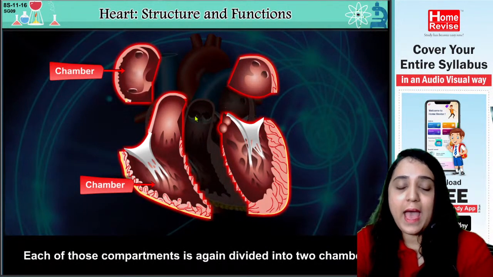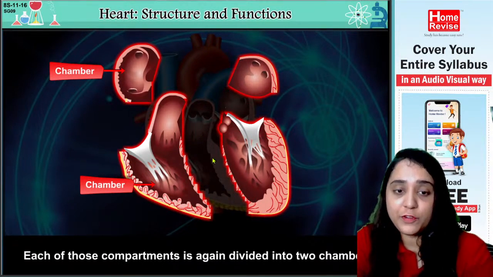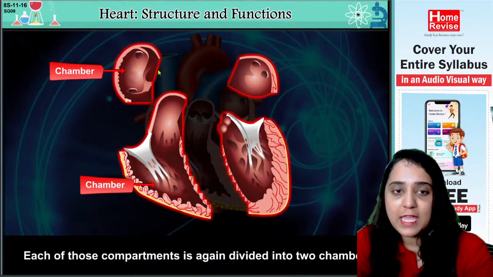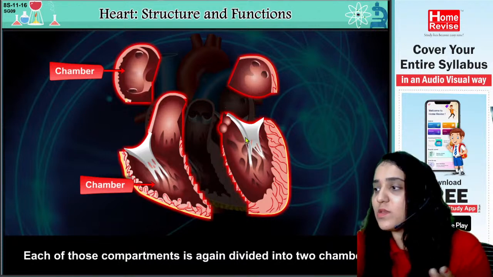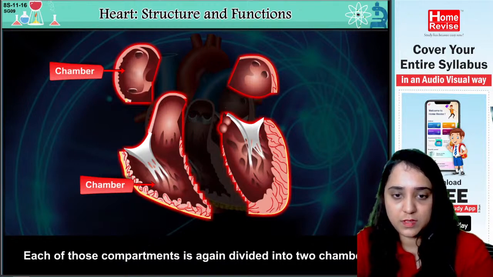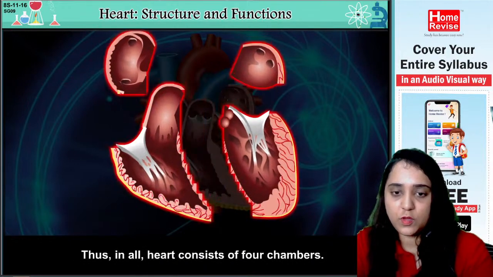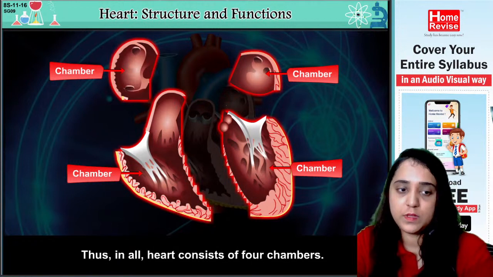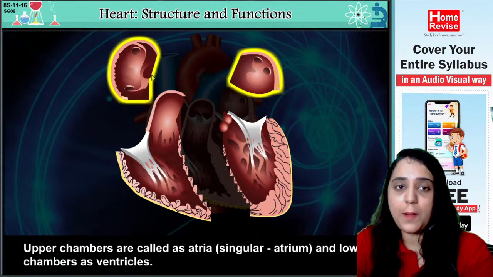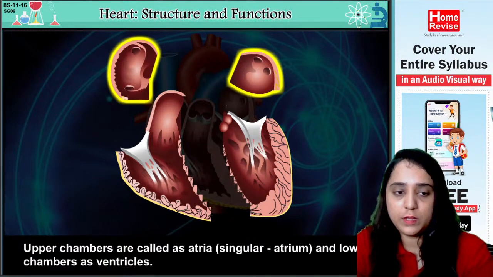Now, as we have studied, the heart is divided into two, but these compartments are further divided into two chambers. Can you see the two chambers? Yes, two chambers on the left hand side and two chambers on the right hand side. Thus, in all, heart consists of four chambers, two on the left and two on the right. Now pay attention, what are the upper chambers called? And what are the lower chambers called?